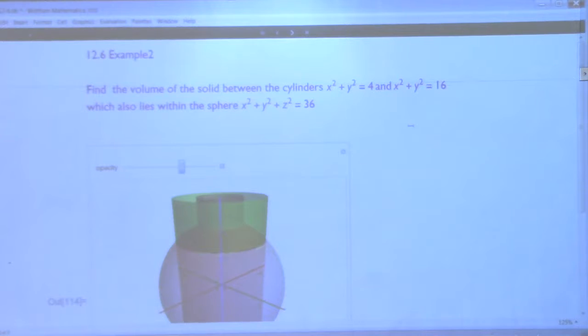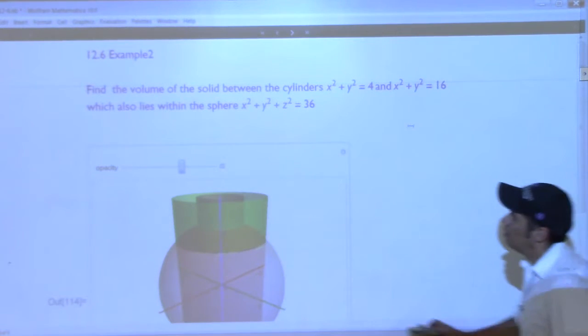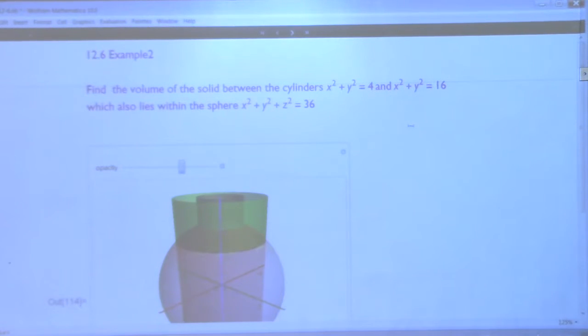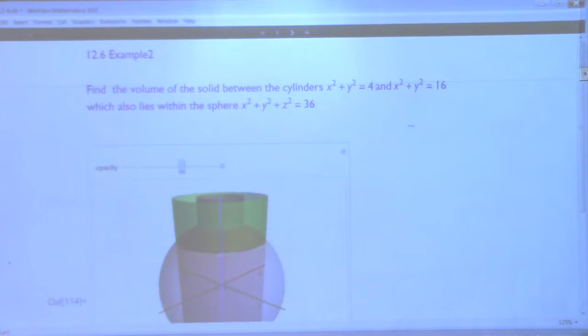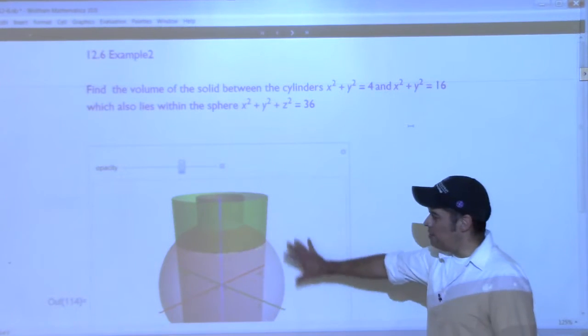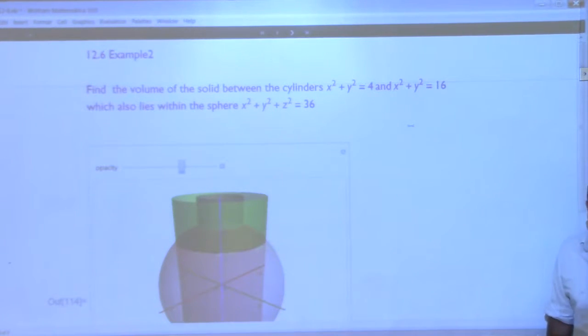Okay, find the volume of the solid between the 2 cylinders, x squared plus y squared equals 4, and x squared plus y squared equals 16, which also lies within the sphere x squared plus y squared plus z squared equals 36. I wish that wasn't there because that kind of gives it away already.